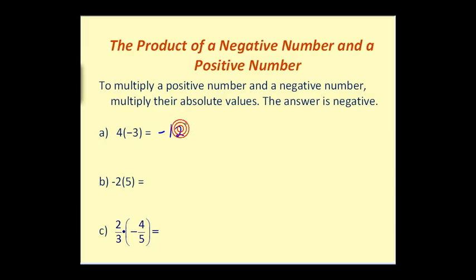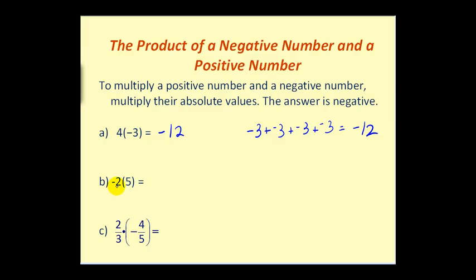But to justify this, we could think of 4 times negative 3 as: we want 4 groups of negative 3, or we want to add negative 3 to itself 4 times, which of course would give us negative 12. Again, we want 4 groups of negative 3, and then we sum them.